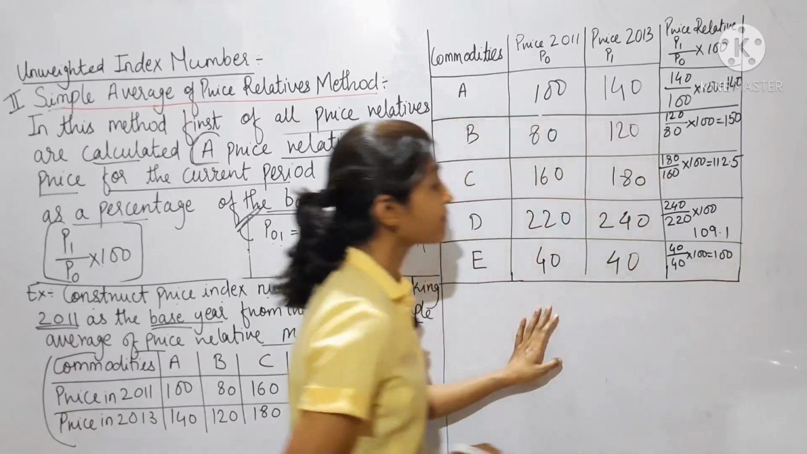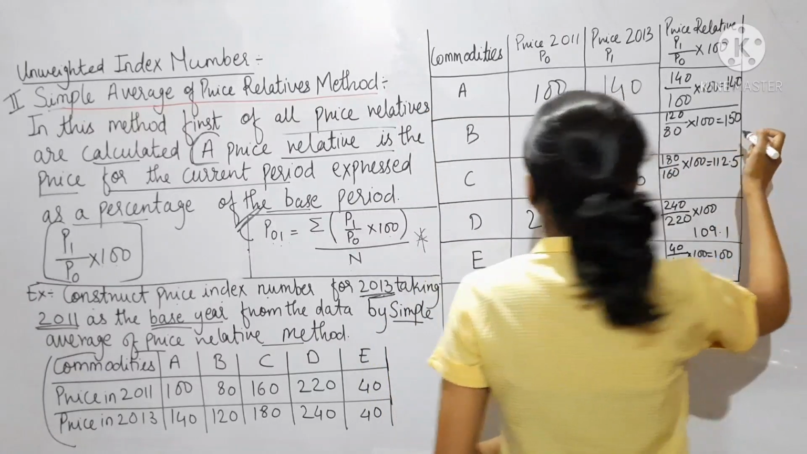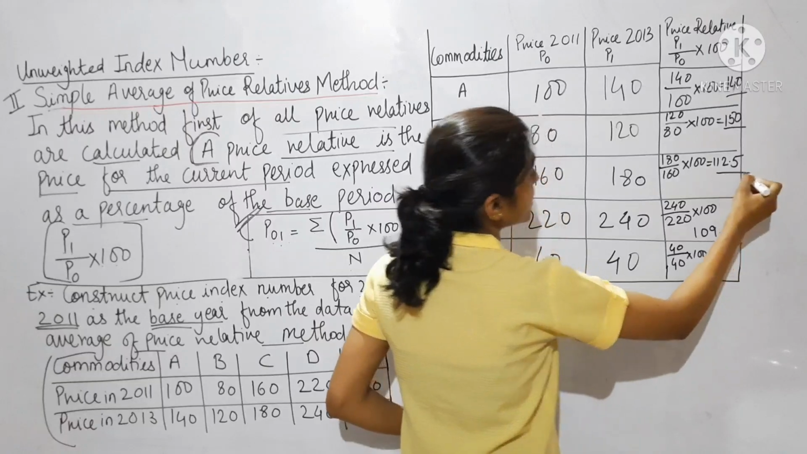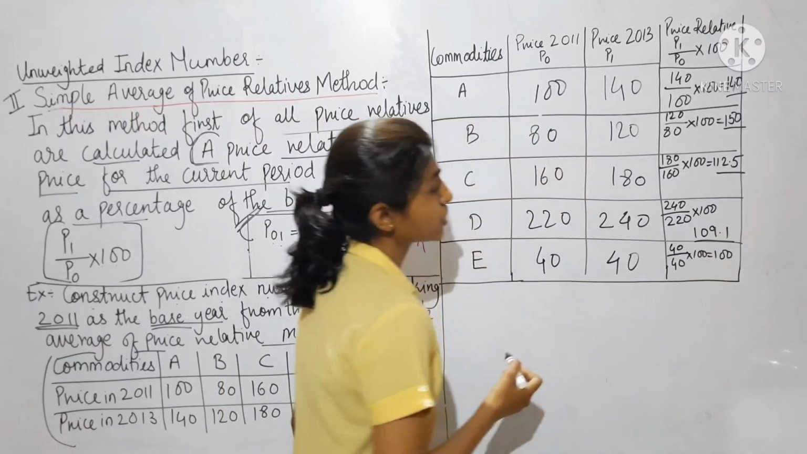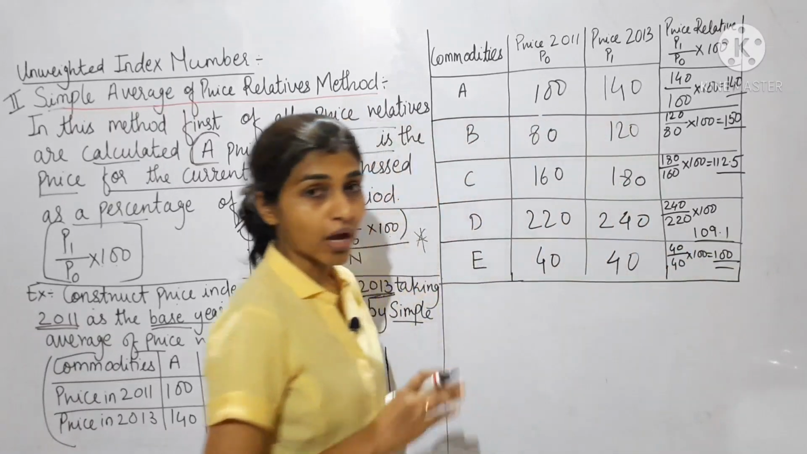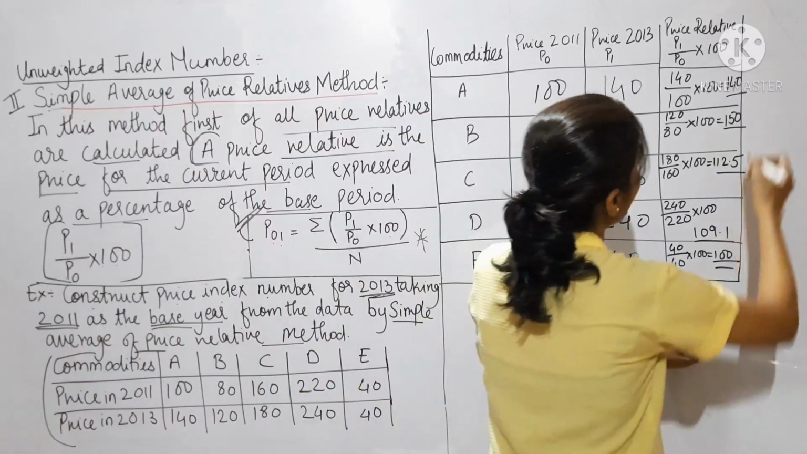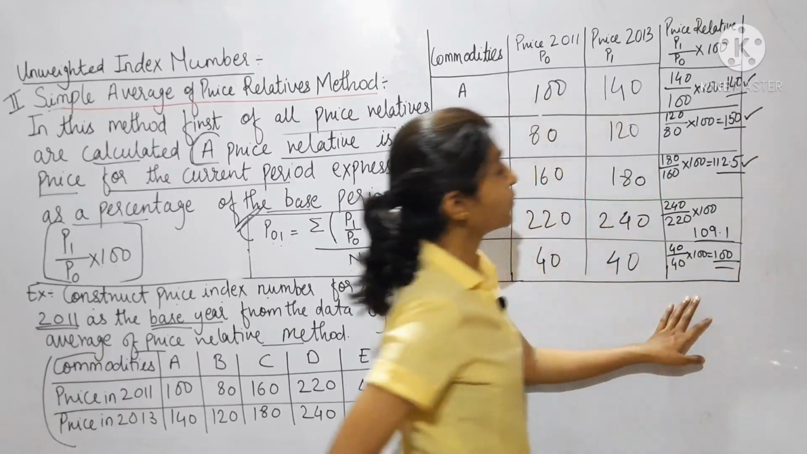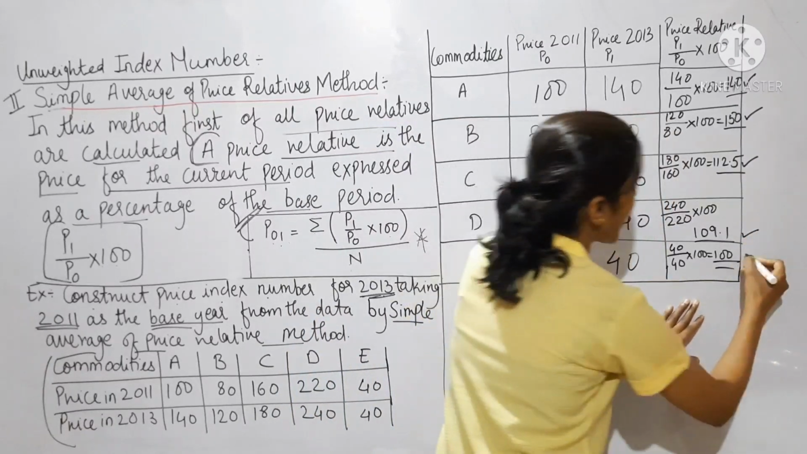Okay, so now we have got the price relative value. Okay, so for commodity A is 140, for commodity B 150, for C 112.5 and for D 109.1 and for E 100. Okay, now next step is add these values, 140 plus 150 plus 112.5 plus 109.1 and 100.